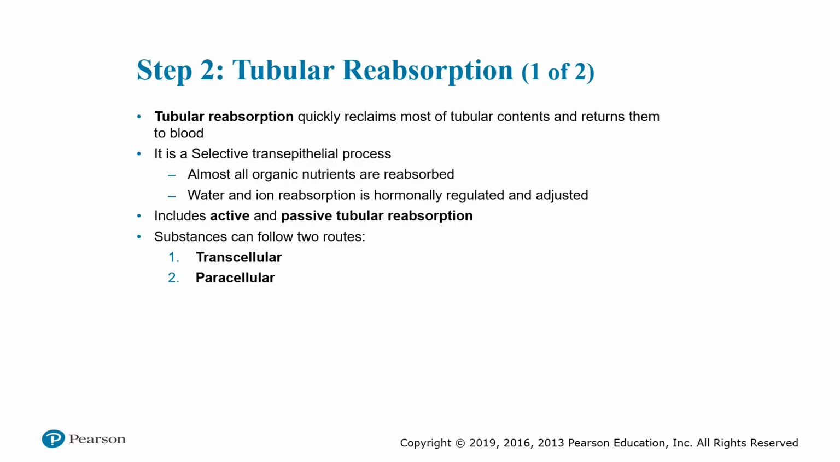As soon as the filtrate moves into the proximal convoluted tubule from the capsular space, the process of reabsorption starts. Reabsorption is a selective transepithelial process. Almost all the organic nutrients are reabsorbed, and the water and ion reabsorption are hormonally regulated and adjusted. So the process of reabsorption includes both active and passive tubular reabsorption. There are two routes or pathways in which the reabsorption can occur. One is known as transcellular, the other is the paracellular.